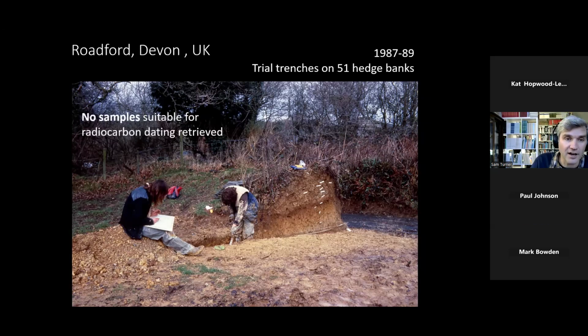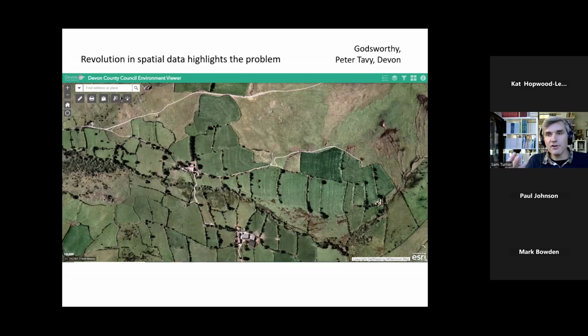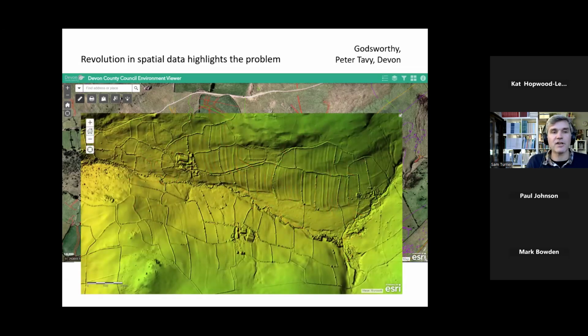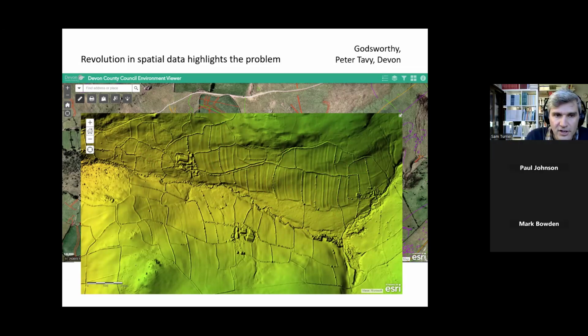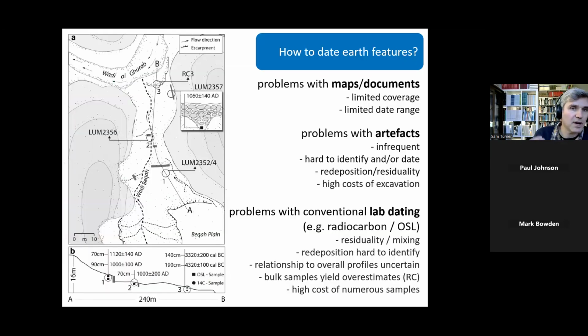So really unhelpful. And now, of course, we've had a revolution in spatial data, of remote sensing data, interpreted, and of course now LiDAR data, which enormously increases the number of these Earth features. These are just upstanding earthworks that we've got here, which are available for us to study and take into consideration as elements of the historic and the archaeological landscape. But how can we date them?